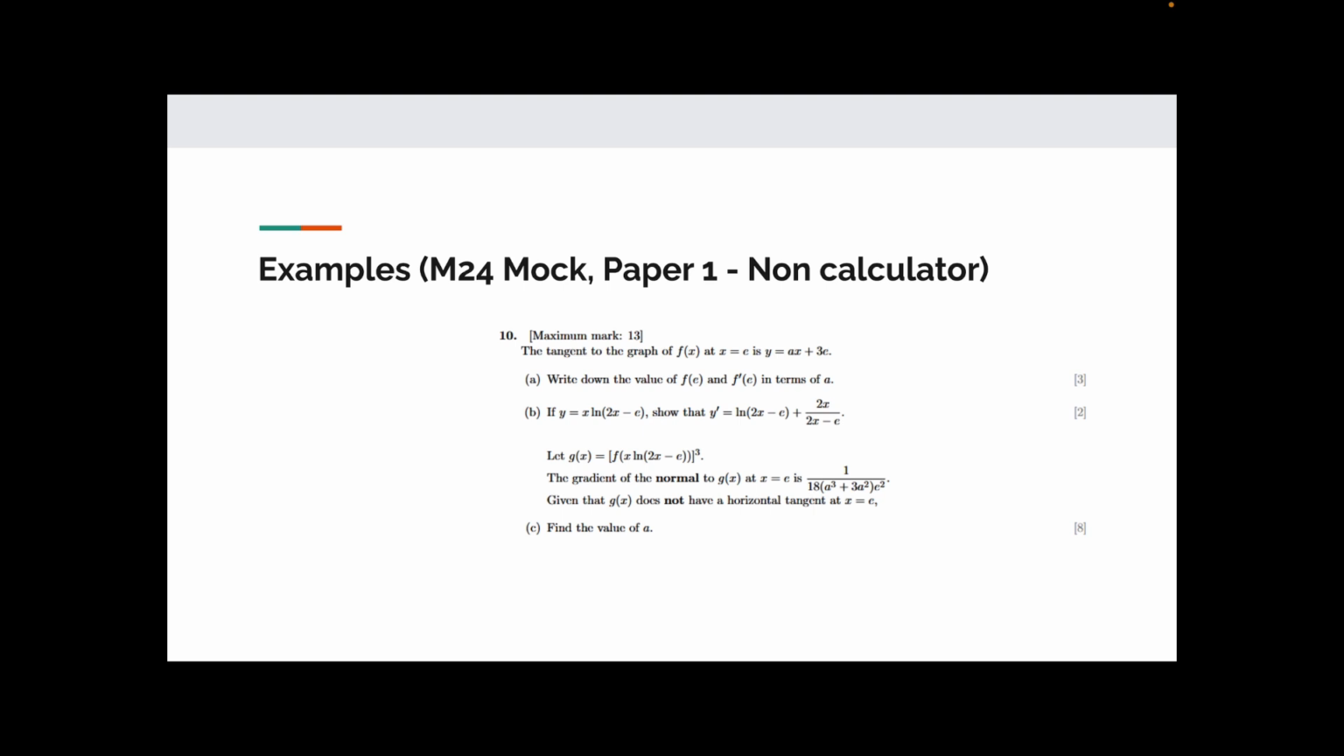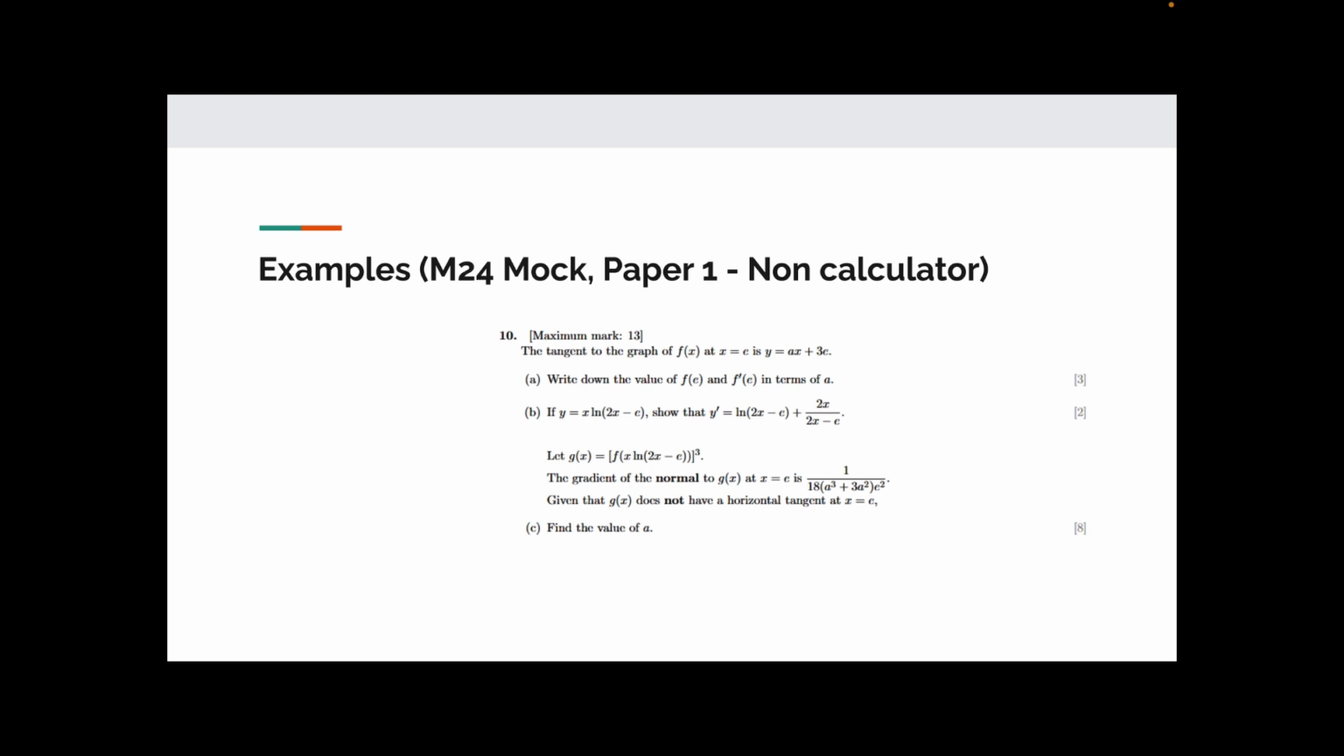Now, part C is where the party is. I give them a very fancy function g in terms of f, and I give them the gradient of the normal. I also tell them that the function g does not have a horizontal tangent at x equals e. So there's a lot of information to take on here. And all I tell them is find the value of a.